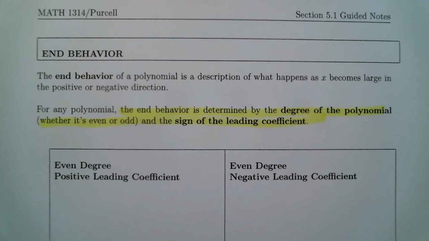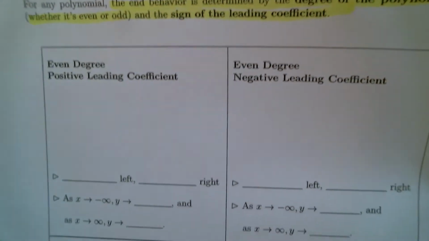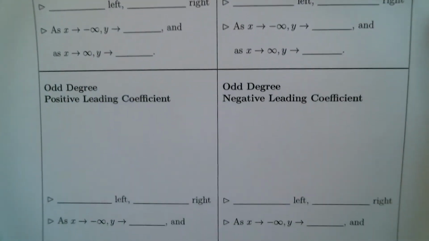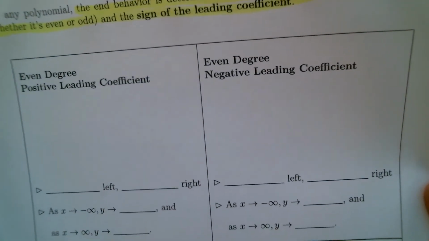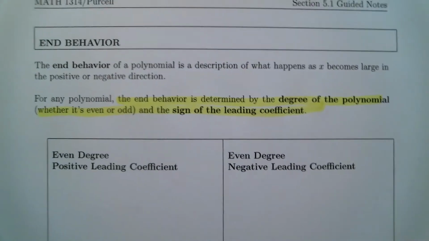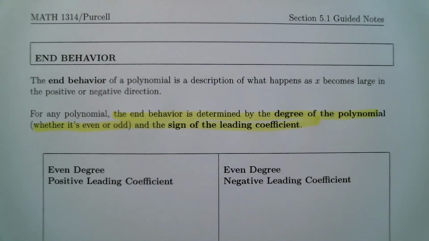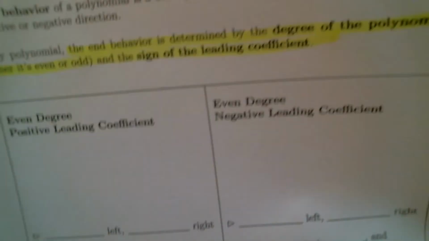If you look at page 4, there are 4 boxes here. I'm just scrolling through page 4. There are 4 boxes because there are 4 different situations. If I give you any random polynomial, there are only 4 situations that could possibly happen for end behavior, so they're all going to be summarized in the 4 boxes here.